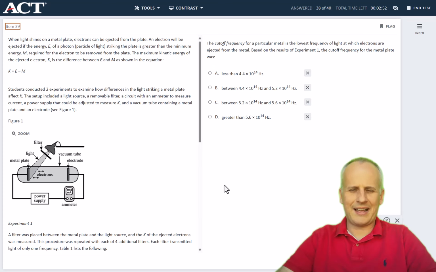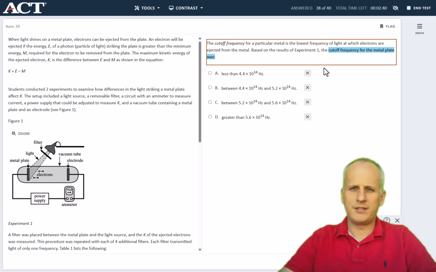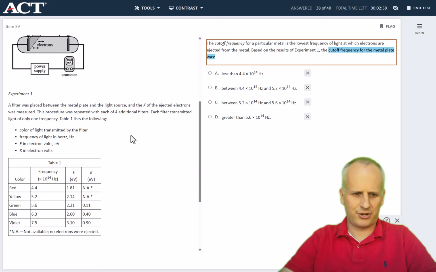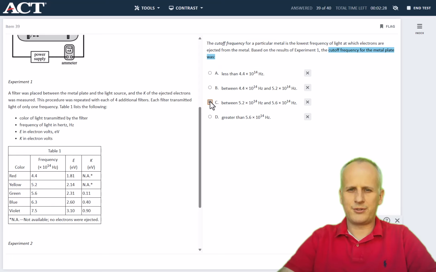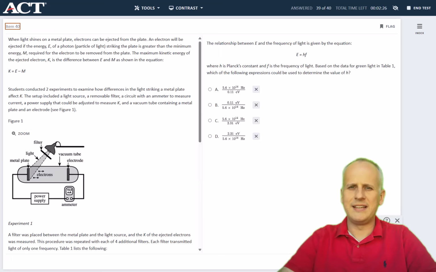And here we are at our penultimate question, which says, the cutoff frequency for a particular metal is the lowest frequency of light at which electrons are ejected from the metal. Based on the results of experiment 1, the cutoff frequency for the metal plate was, well, that's when the electrons start getting ejected. And they only become ejected in between the yellow and the green. So again, it's got to be between the 5.2 and 5.6 frequencies, which matches choice C.